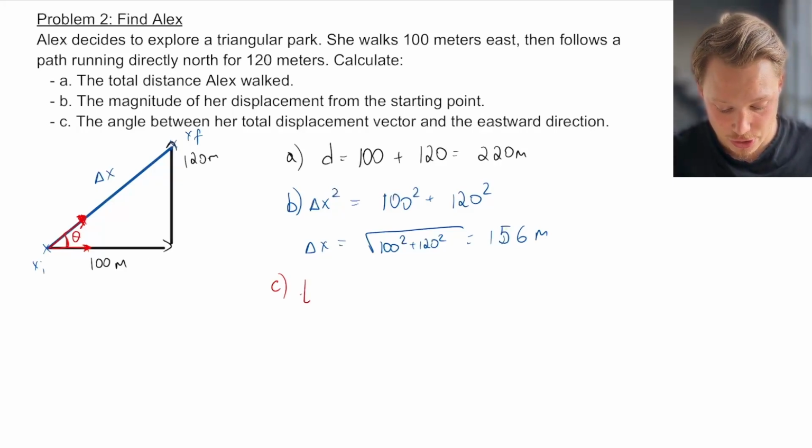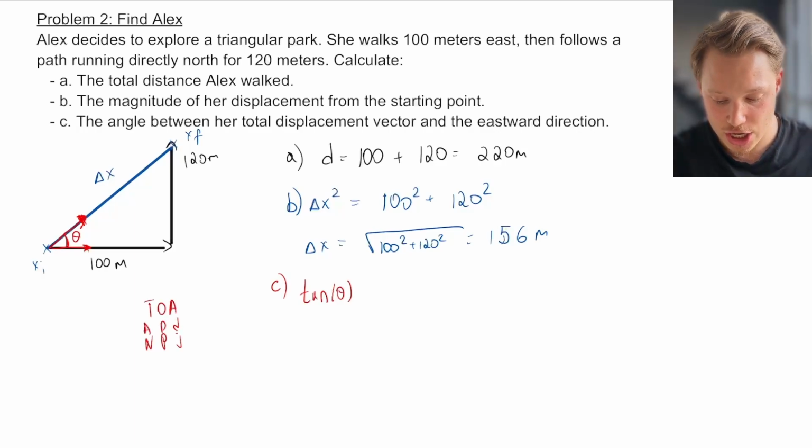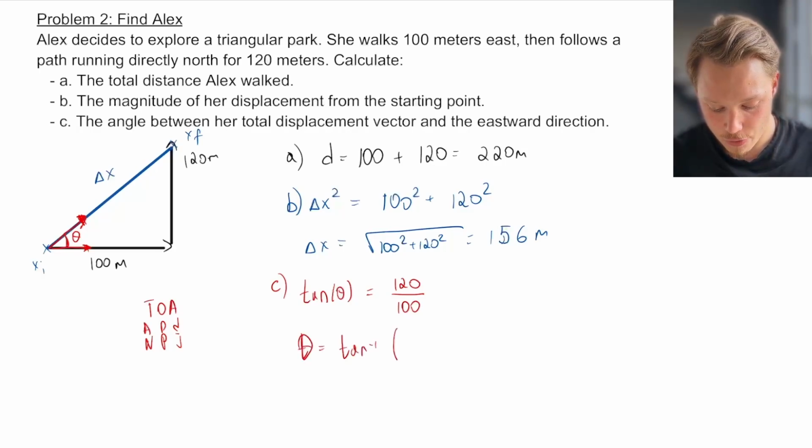Say that tangent of theta, if you remember your SOHCAHTOA, the TOA part says that tangent is the opposite side over the adjacent, where this is the opposite side to the angle and this one is the adjacent. Therefore, tangent of theta is equal to 120 meters divided by 100 meters. Or, if I want to cancel out tangent and solve for theta, I'm going to take inverse tan of both sides. Theta is equal to inverse tan of 120 over 100, which is equal to 50 degrees as our final answer.